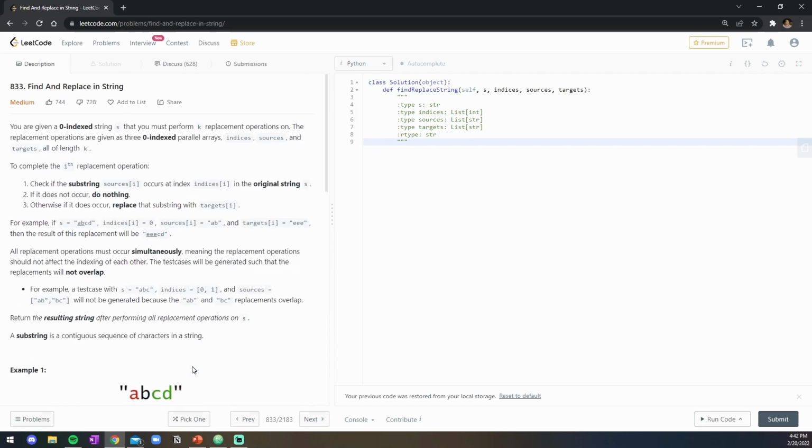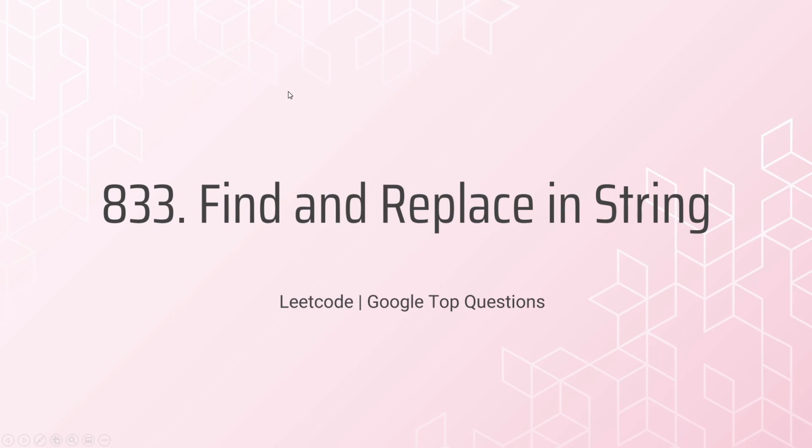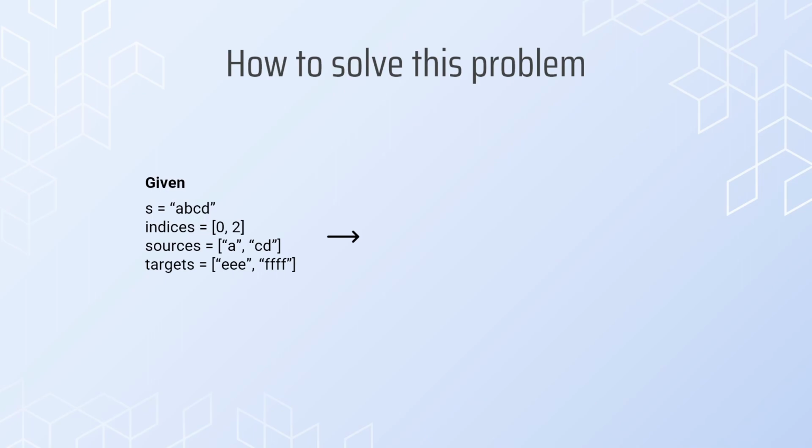Okay, so let's go into the explanation and then solving the problem. Let's go into the explanation of question 833, find and replace in string. So how do you solve this question? Well, we're given a few different items in the example on Leetcode. We're given S, which is equal to a string of "abcd". And then we're given three different lists: indices, sources, and targets.